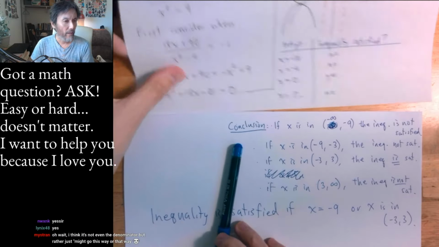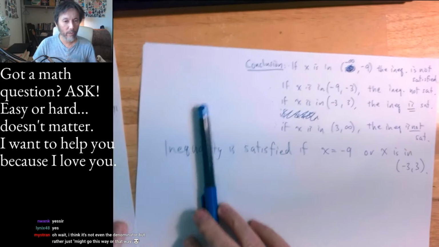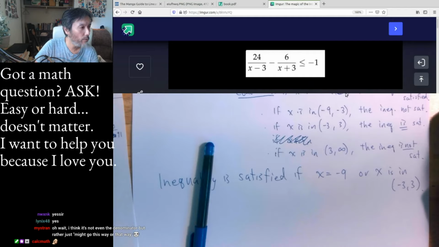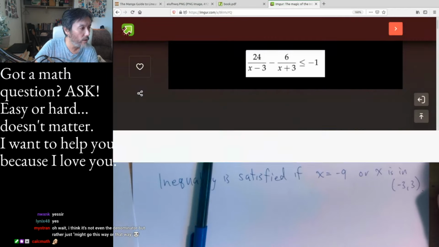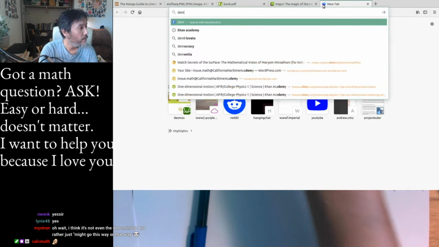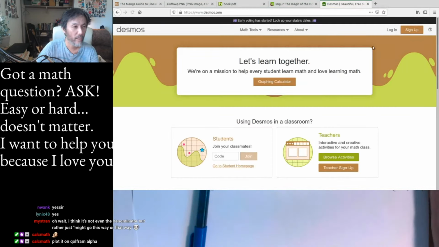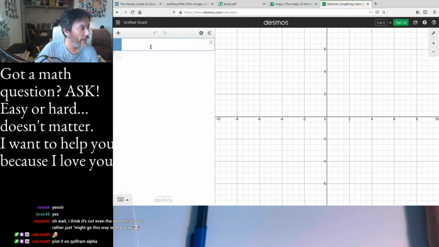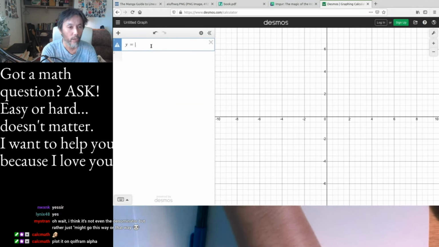Let's verify. I have no idea if the work that we did is right because it's long and complicated, and I feel a lack of confidence in myself. So what we are going to do is go to Desmos.com, which you should use if you've never used it before. It's very handy, very fast, and slick.